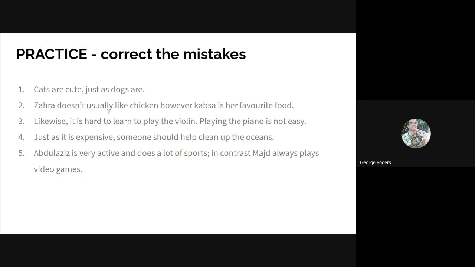Zahar doesn't usually like chicken. However, kapsa is her favorite food. So something is wrong there. Try to pick it out. Likewise, it is hard to learn to play the violin. Playing the piano is not easy.